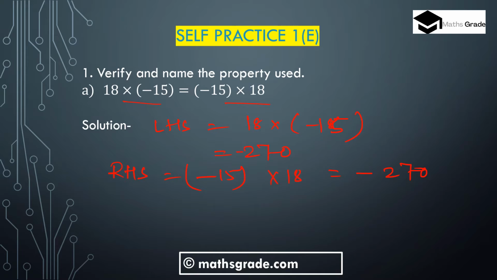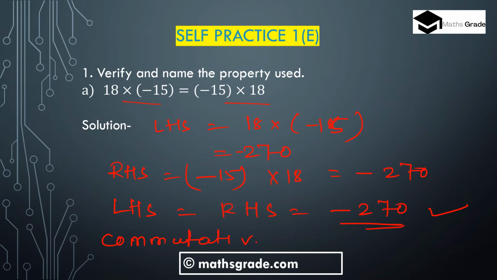Now left hand side and right hand side both are equal with minus 270 and this property is known as commutative property. So left hand side is equal to right hand side, so this property is known as multiplication is commutative. So commutative property of multiplication. This property is known as commutative property of multiplication.